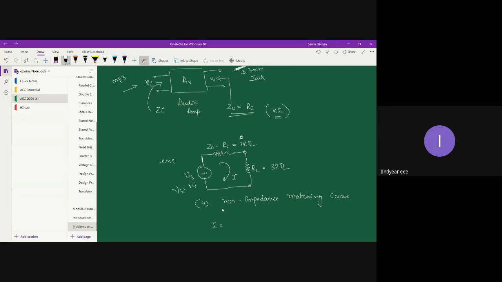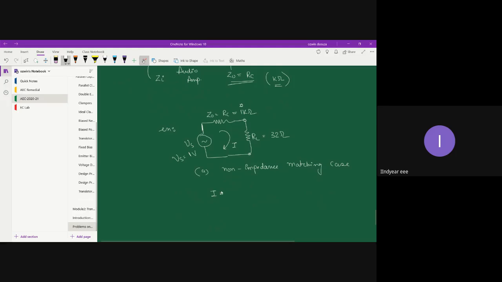All right, so let's find out I. Where 1 volt represents the RMS value, of course RMS value, then only can we find out the RMS value of current. So I is equal to V divided by RL plus Z0, so 1 volt divided by 1 kilo plus 32. Roughly how much do we get? It's about 9.68 into 10 to the power minus 4 amperes.